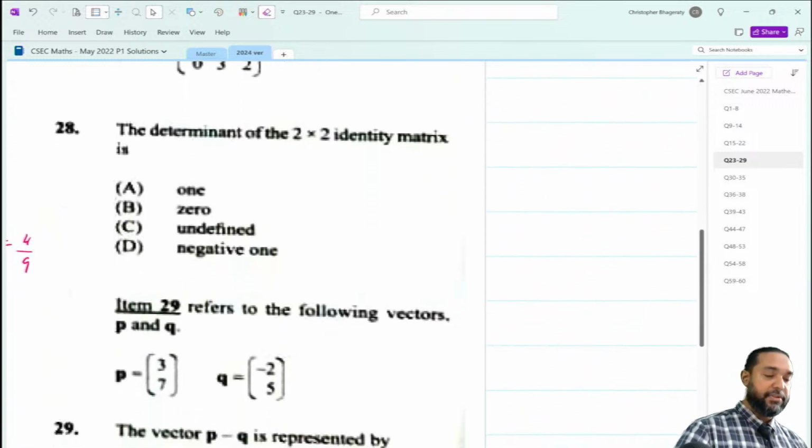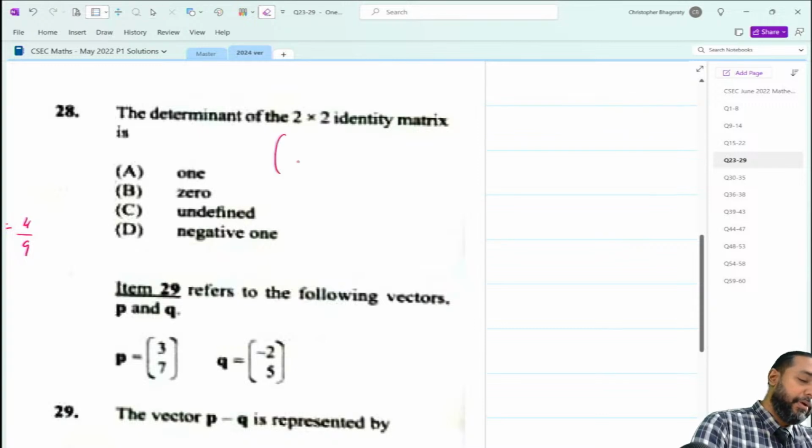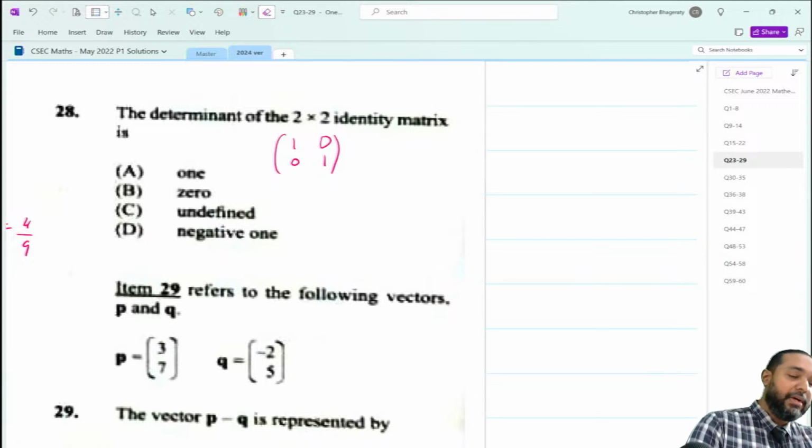The determinant of the 2 by 2 identity matrix is, well, we know it's 1, right? The identity matrix is the matrix equivalent of multiplying by 1. And to find the determinant, you multiply the elements on the lead diagonal, and you subtract the product of the elements on the secondary diagonal. But 0 by 0 will give us 0, right? 1 by 1 is 1, 1 minus 0 is equal to 1.